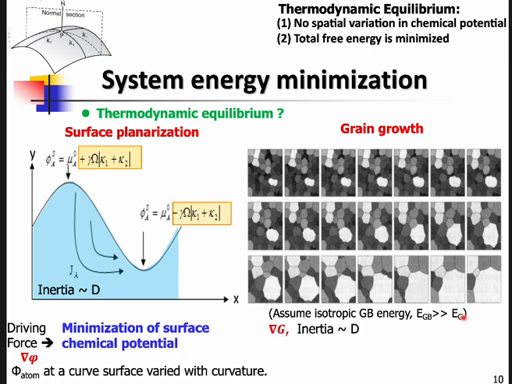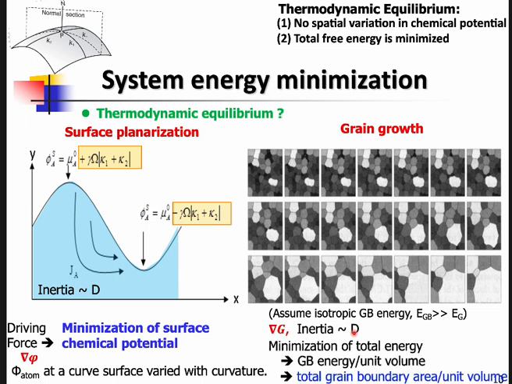So how fast or how slow this grain growth happens will depend on the diffusivity of the atoms inside the grain or in the grain boundary. Finally, it will lead to the minimization of total energy, and we believe the grain boundary energy per unit volume should decrease.